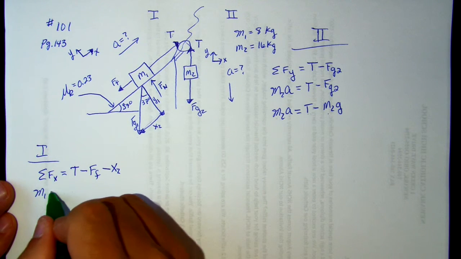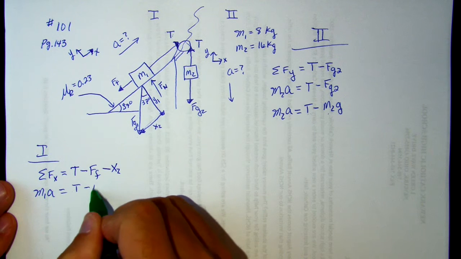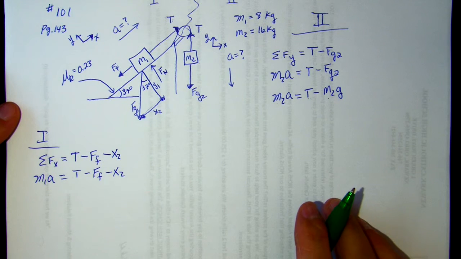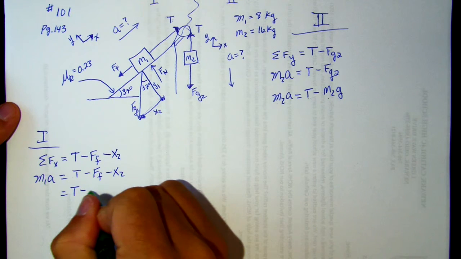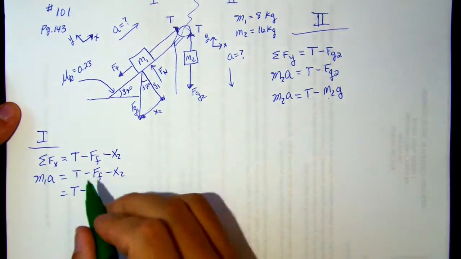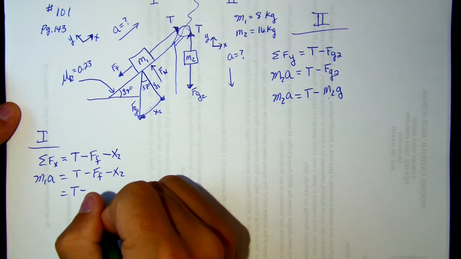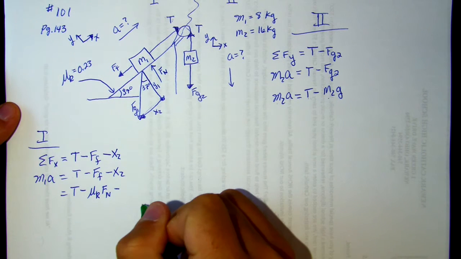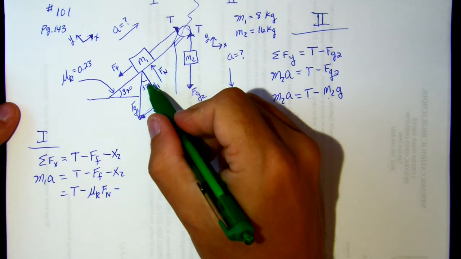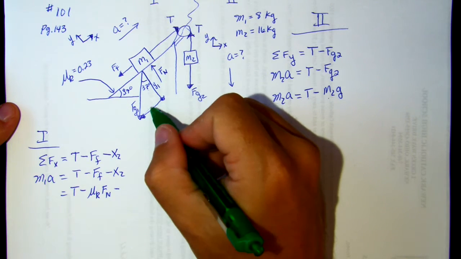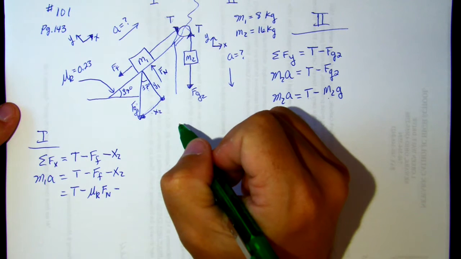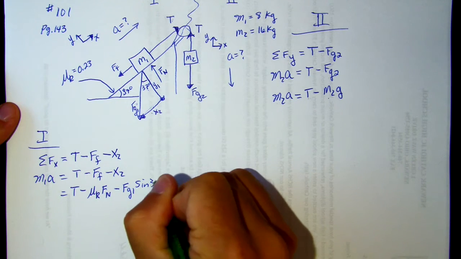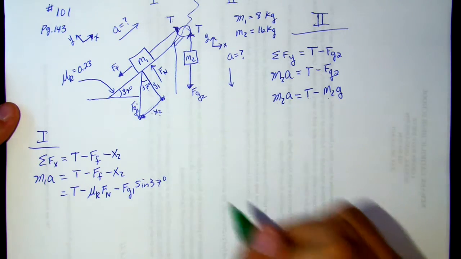Newton's second law says M1A is equal to T minus Ff minus x2. But Ff, we know, since it's sliding, the coefficient of friction is kinetic friction, so Ff is actually mu k Fn, minus x2. x2 is adjacent to this angle, or opposite to this angle, and our hypotenuse is FG1, so it's FG1 sine of 37 degrees. That is what x2 is.